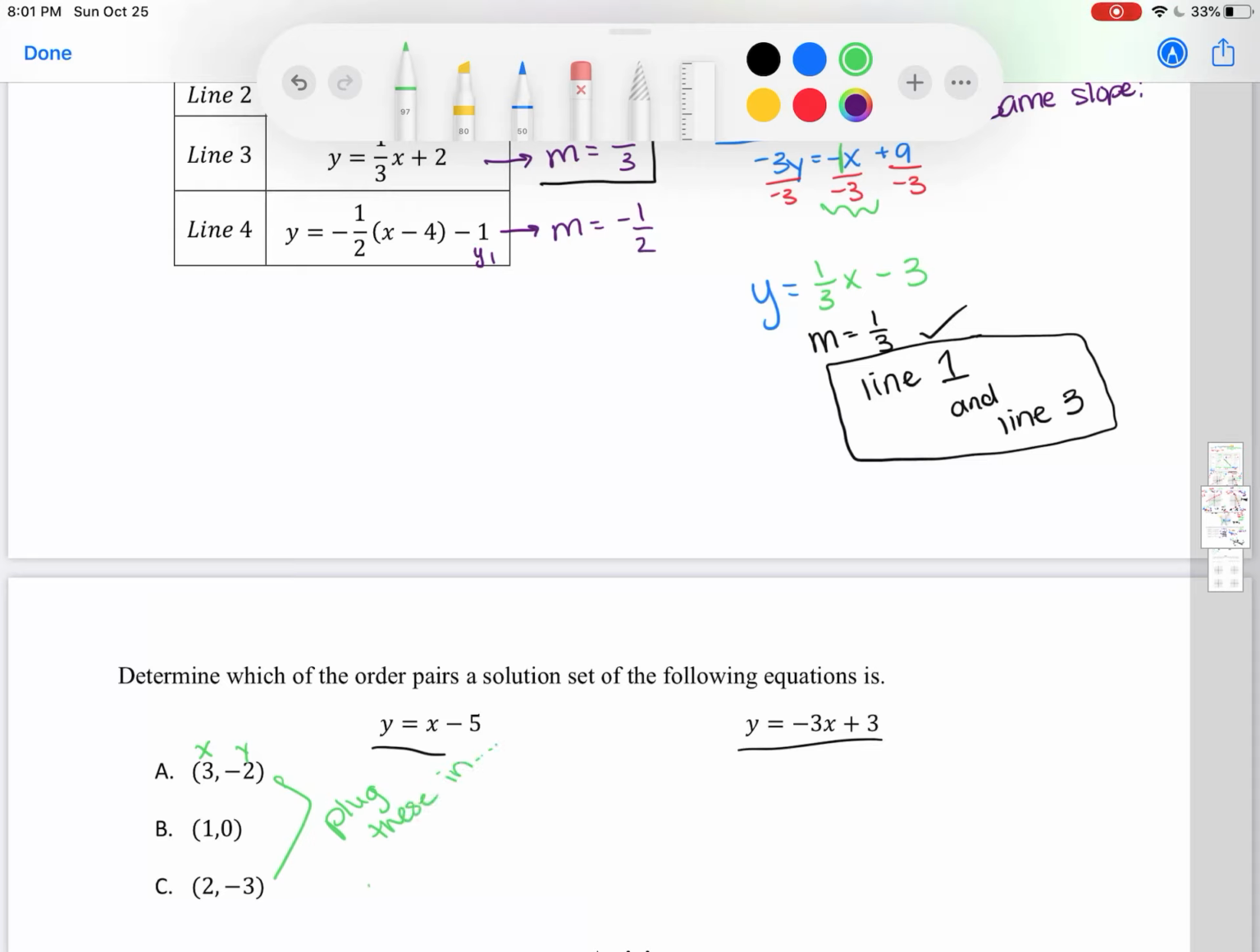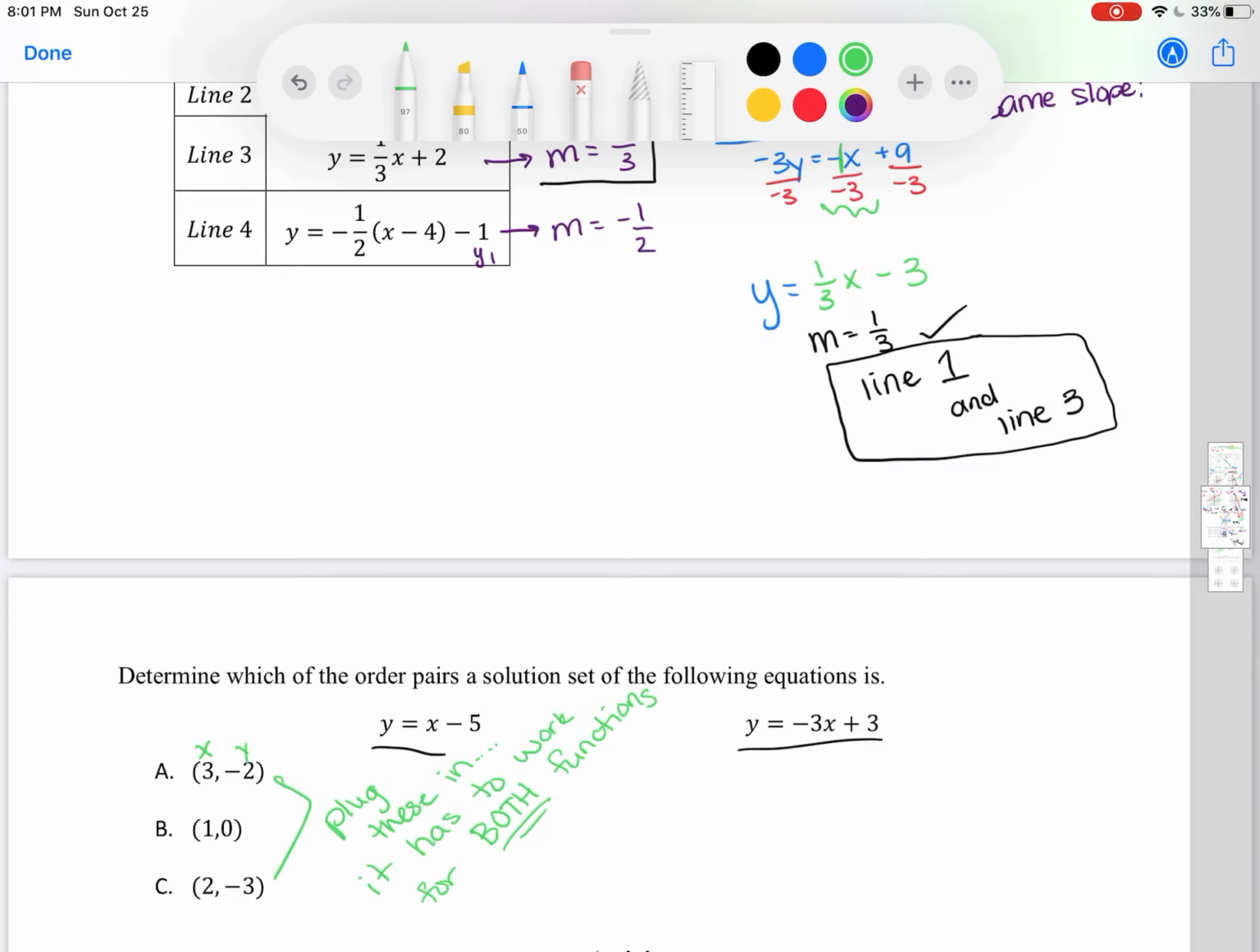Can you plug in a 3 for x and see if you get a -2 out? But it has to work for both. So if you plug these in, it has to work for both functions. And we practiced plugging these in last class with the H chart, okay? You have to get those two values out in order for it to work.